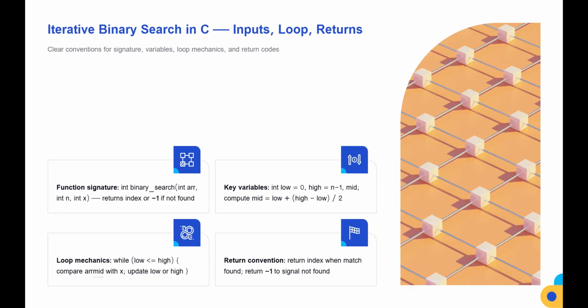Loop mechanics: while low is less than or equal to high, compare array of mid with x, then update low or high. Return convention: return the index when a match is found, and return minus 1 to signal not found.